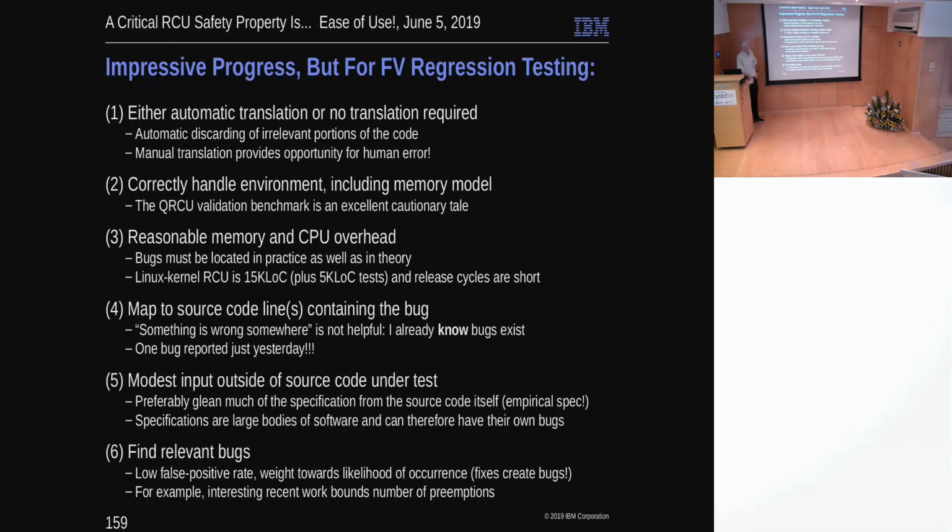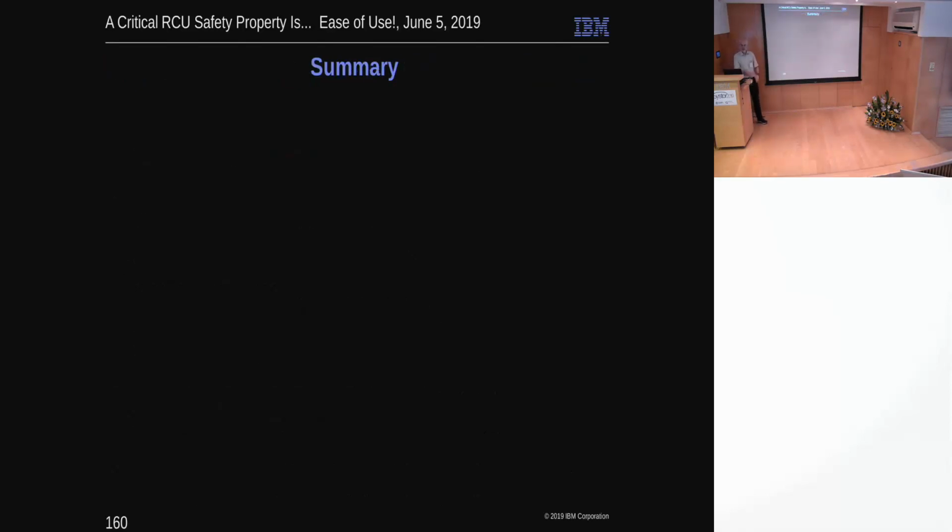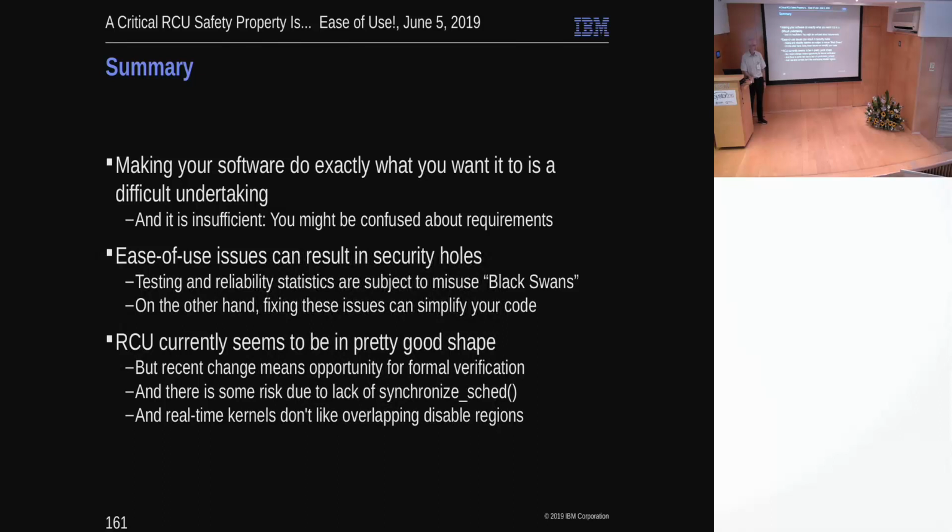There's been impressive progress, but there's some requirements that I don't think the formal verification communities, and we're out of time, so I'm not going to go through them. Aside from the first one, which is you better take my code as it is and automatically translate it, because I'm not doing it by hand, I'll make mistakes, okay? And the rest of them are similar. Anyway, with that, we're here. And one question, and then we'll have a break.